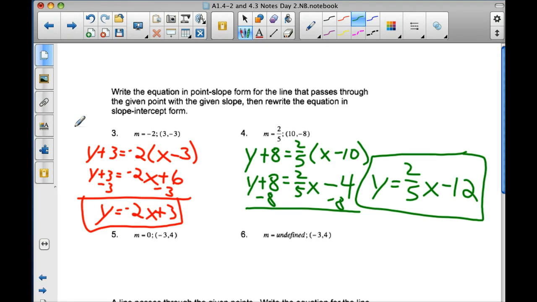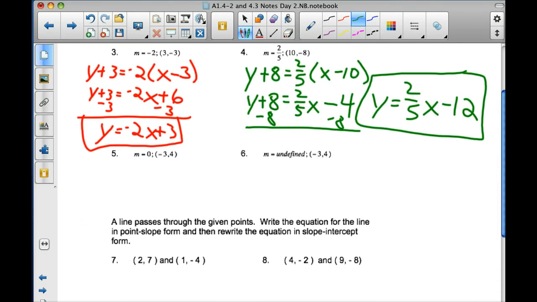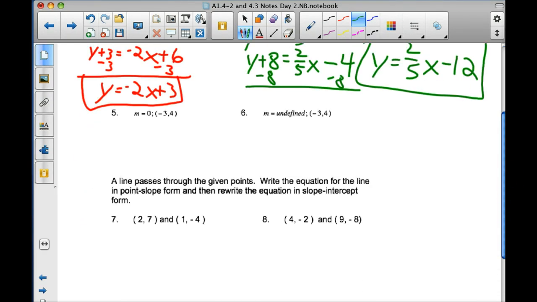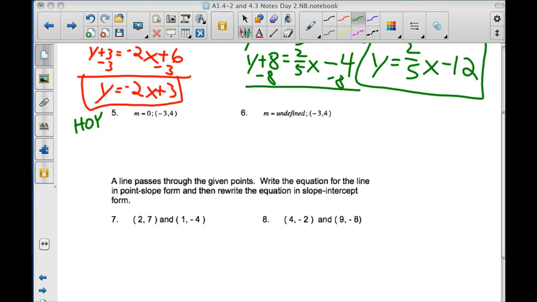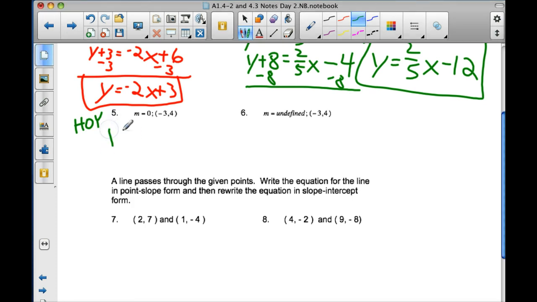Go. The next two, Y I would use our buddy. Y equals 4. Now, since it is horizontal, what kind of a line is it? Equation-wise, I go right to Y equals. And then I look at the point and I look at the Y value.